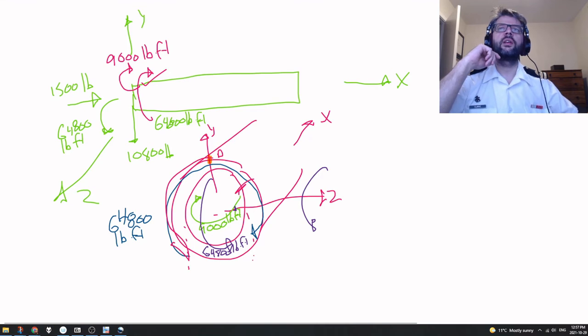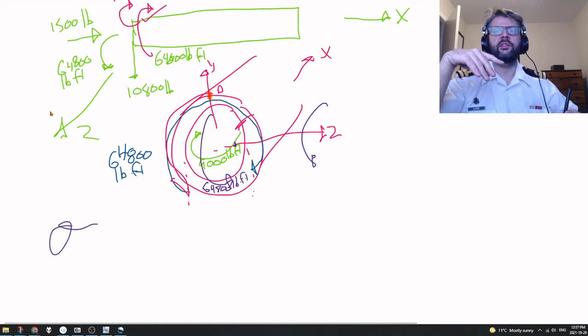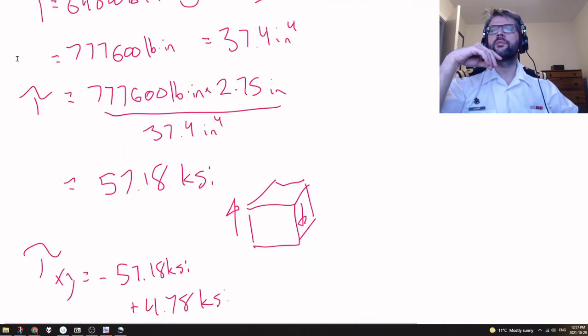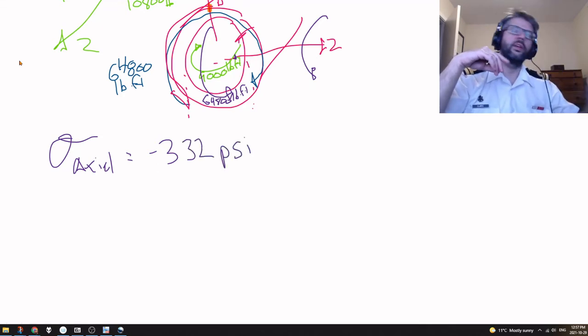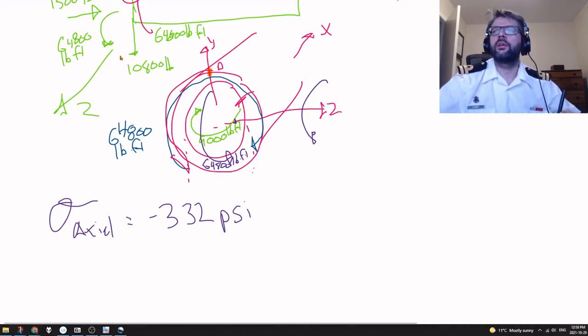So again, the axial stress is applied equally across the entire thing. So the fact that we're compressing in the x direction still means that the axial stress is going to be negative 332 psi. That hasn't changed at all from location. Everything else does change from location, however. So let's go ahead and have a look at this. The shear load there didn't copy over. That having been said, I'm going to just go ahead and erase the stuff that doesn't really count here.